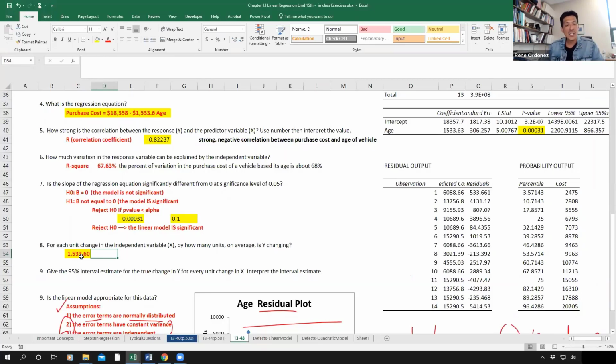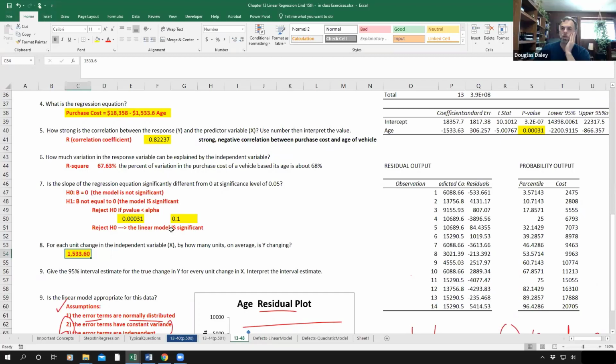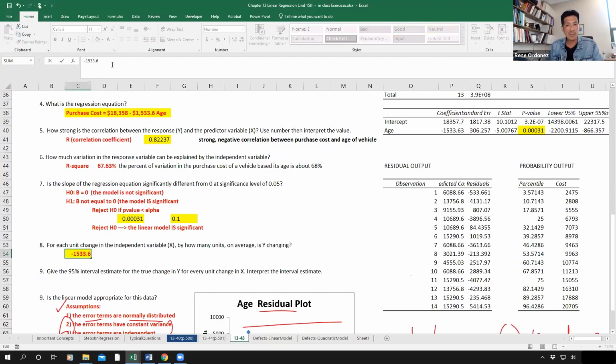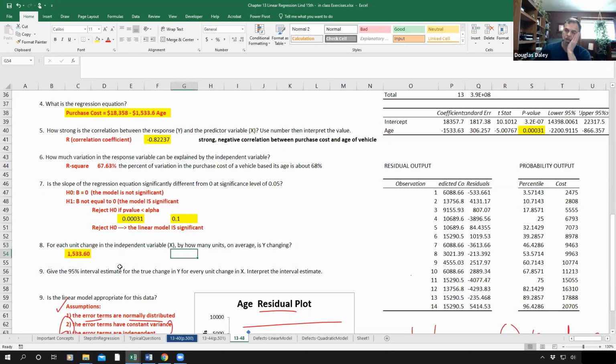Now, this, okay, 1,000, yes. Do we put a negative for that change? Yeah, you can do that. Well, it depends really, because it says for every unit change in the independent variable, it doesn't say whether increase or decrease. Yeah, I just wanted to clarify so we don't get confused on an exam.